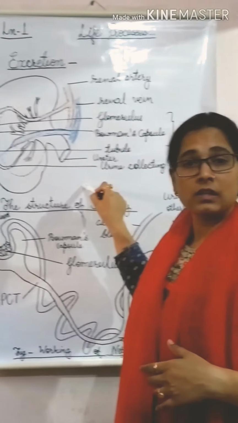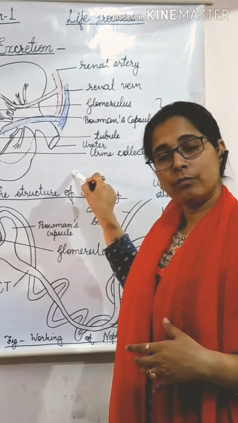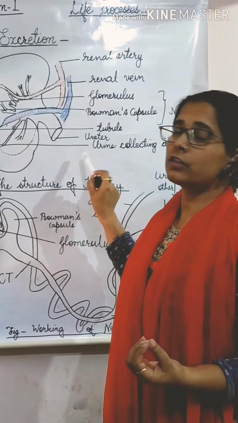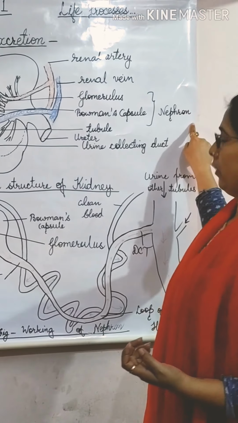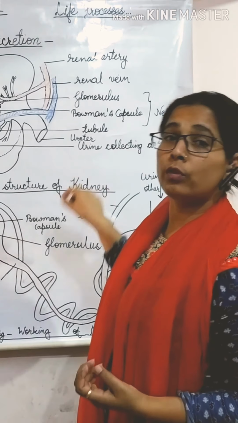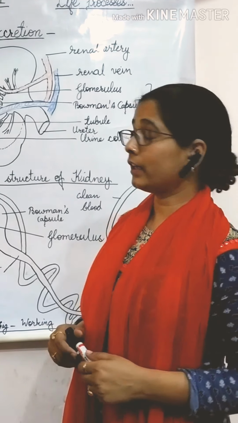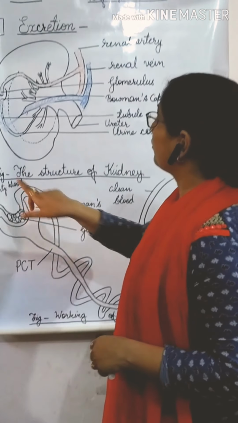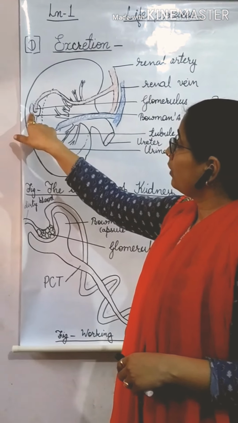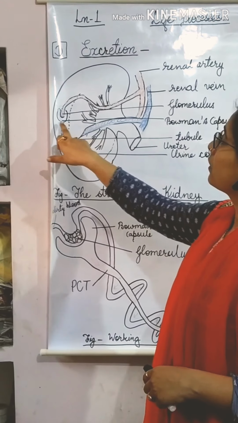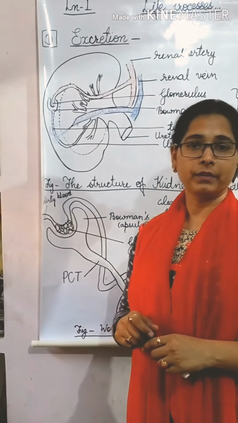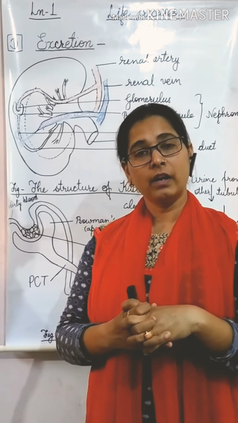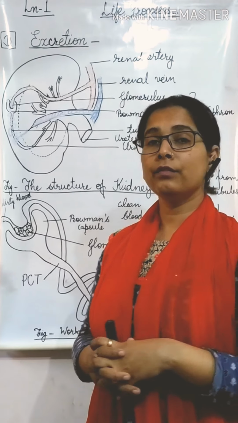See children, the kidney is made up of millions of tiny filtering units which are called nephrons. The nephron is the unit cell of the kidney, right? Now, how does the nephron look? See, the glomerulus and this Bowman's capsule, right? These two together form a nephron.